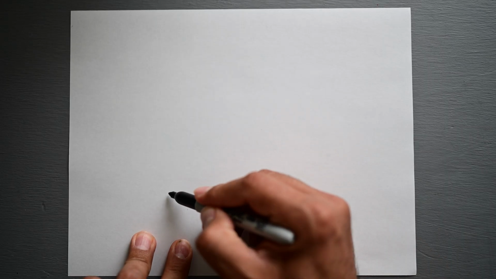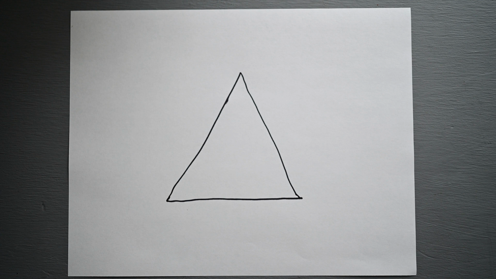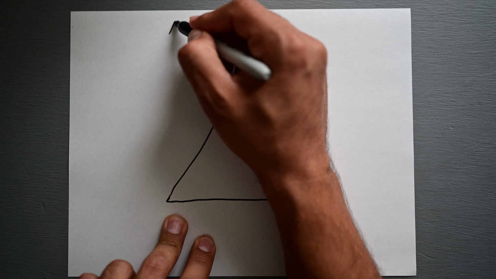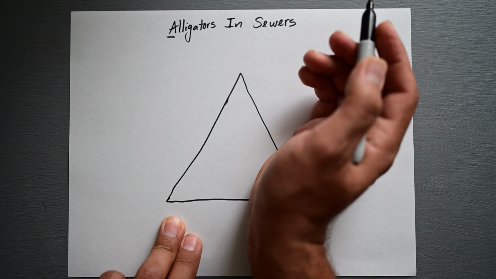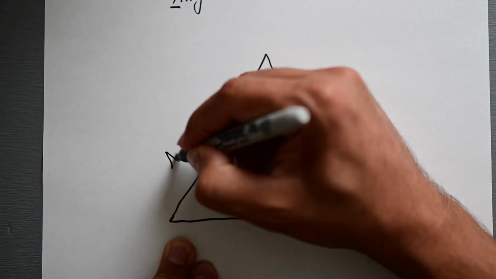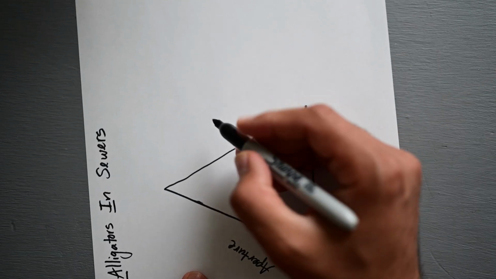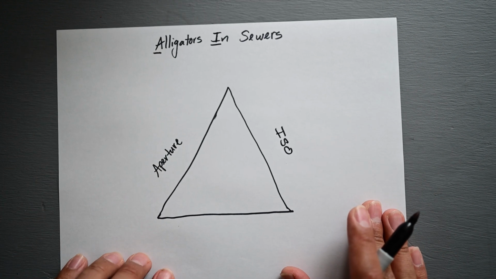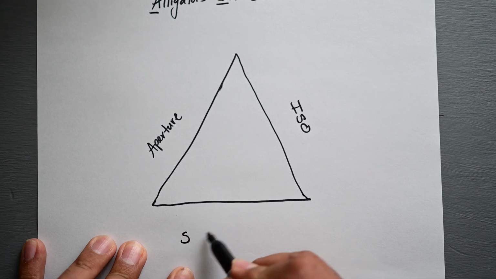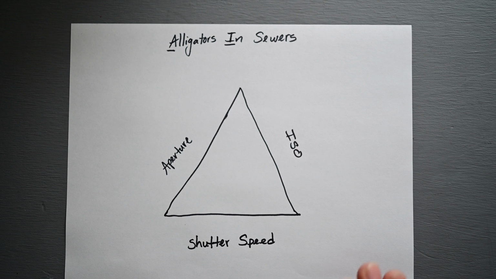So we're going to start with the triangle. One way that I like to remember the aperture, the ISO, and the shutter speed is to think alligators in sewers. So here we are, alligators in sewers. If we look at the A, that is for aperture, and we look at the I, that is for ISO, and then we also have the shutter speed. Each one of these plays into correctly exposing your image.